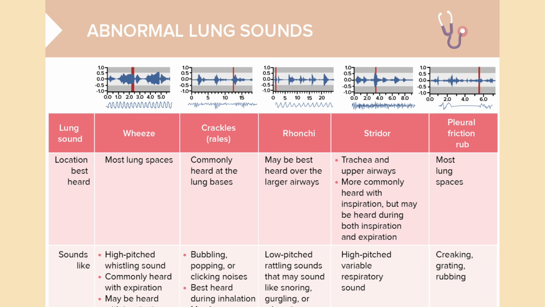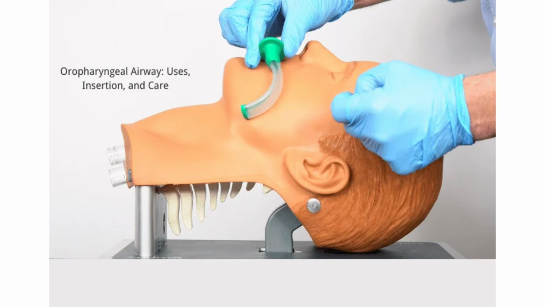Gurgling means fluid in the upper airway, suction immediately. Snoring indicates the tongue is partially obstructing the airway. To keep the airway open, we use adjuncts. An OPA, or oropharyngeal airway, is a curved plastic device for unresponsive patients without a gag reflex. Size it by measuring from the corner of the mouth to the earlobe.